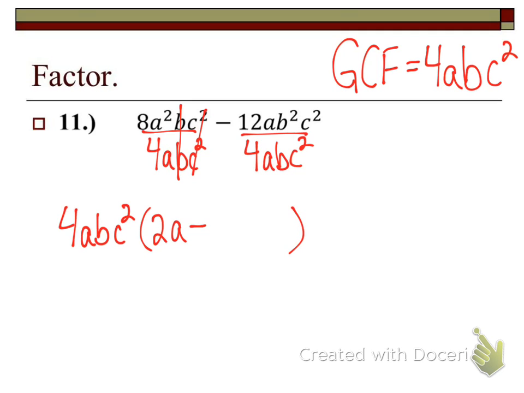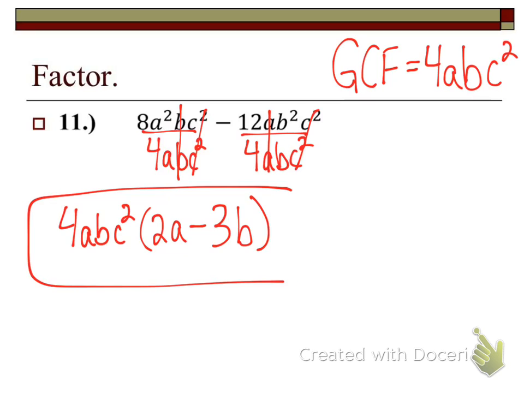12 divided by 4. How many A's? Canceled out. B's? C's? Canceled out. Okay, remember if they match completely, top and bottom, they cancel out completely. So that's it. Shorten up those parentheses. Questions about number 11?